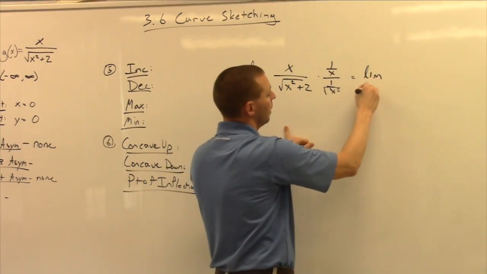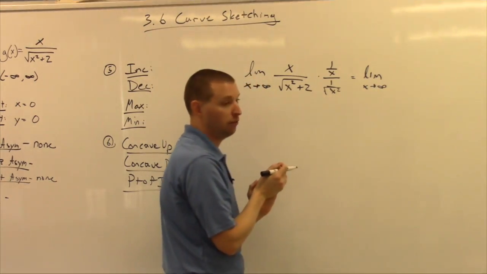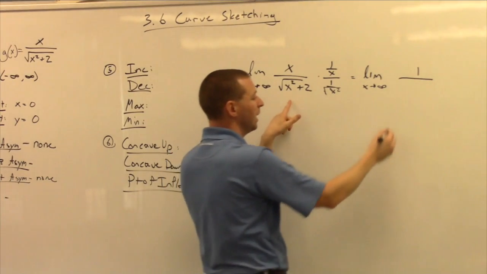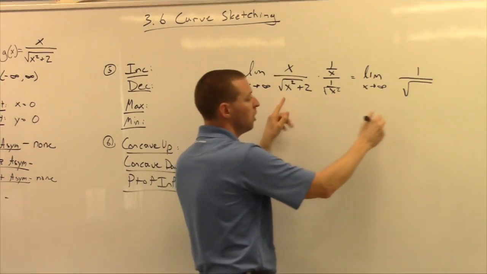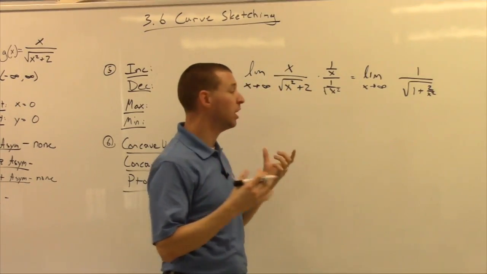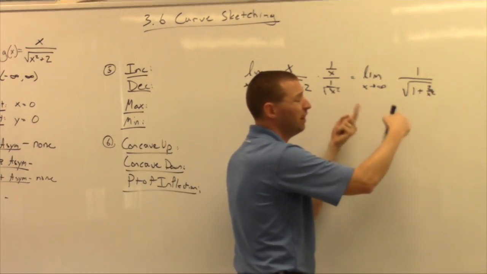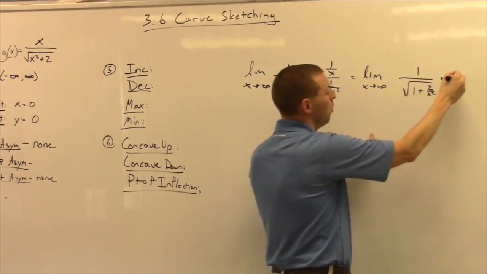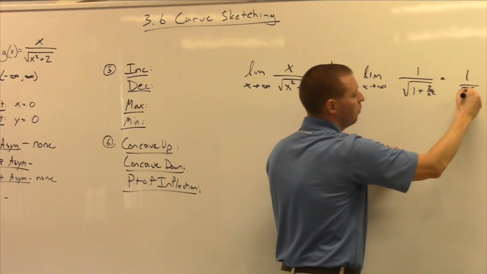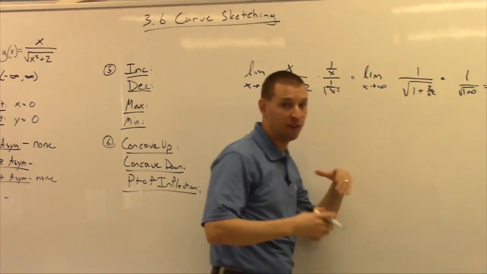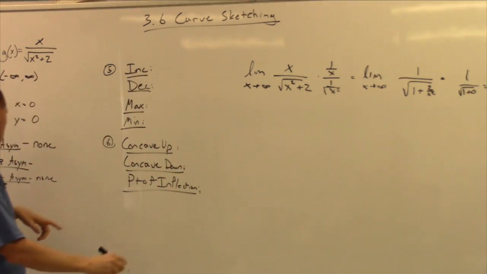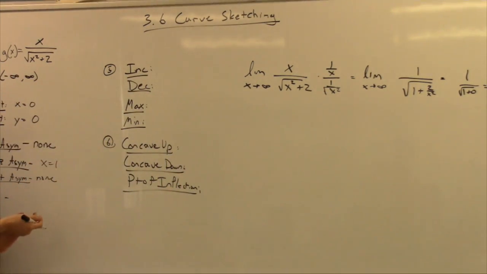So when I do that, I end up with the limit as x approaches infinity. On the top, I end up with the number 1. On the bottom, I end up with the square root of 1 plus 2 over x squared. So as I'm looking at this, and I actually plug in my infinity and think about what's going to happen, the 1, of course, stays the 1. The 2 over x squared is 0. So I have the square root of 1 plus 0, which simply simplifies down to 1. So I have a horizontal asymptote that's going to occur at y equals 1.